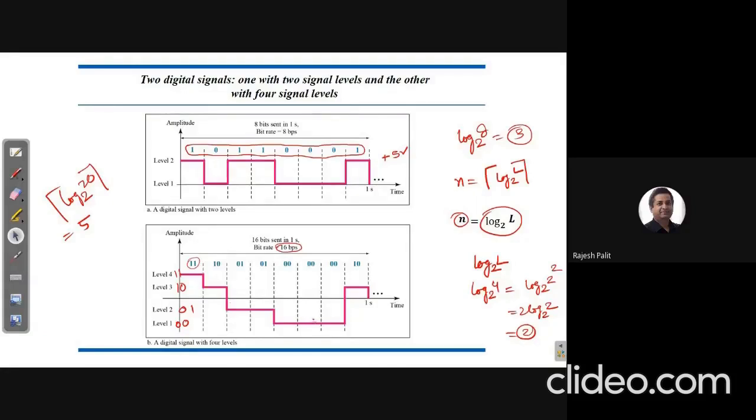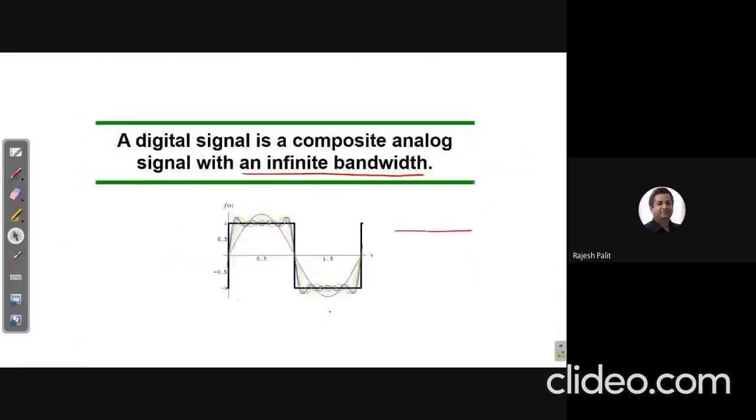And if it is non-periodic, if we decompose it, we actually get continuous frequency analog signals. And the bandwidth requirement for that depends on the rate of the digital signal. If the rate is high, we need infinite bandwidth. You got the point.